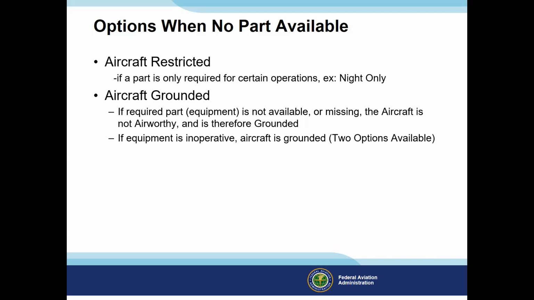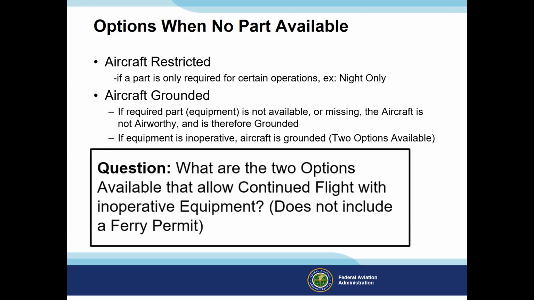So if the equipment is inoperative, the aircraft is grounded, but there are two options available. Let's ask the question, and we'll give you a minute to answer. If you want to type it in the chat, what are the two options available that allow continued flight with inoperative equipment? This does not include a ferry permit. That would be a third option, but it's only going to get you to a place where the repair could be made. I'll give you a couple minutes if you want to answer that question.